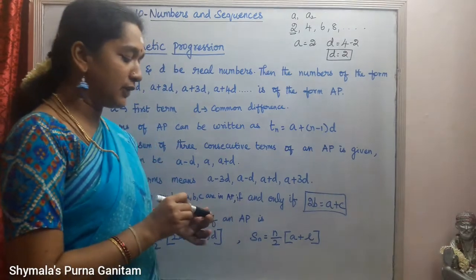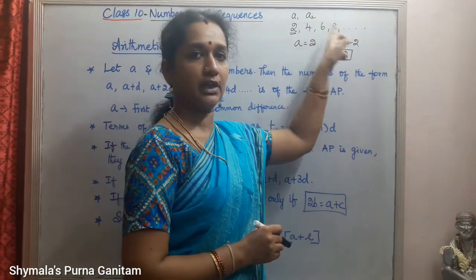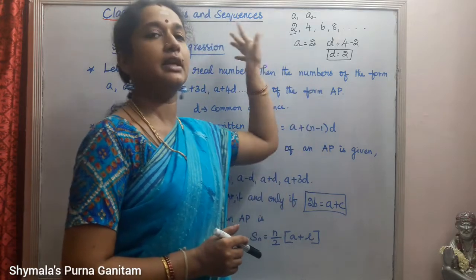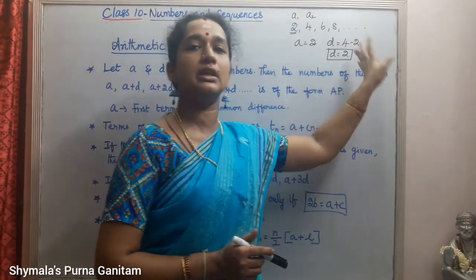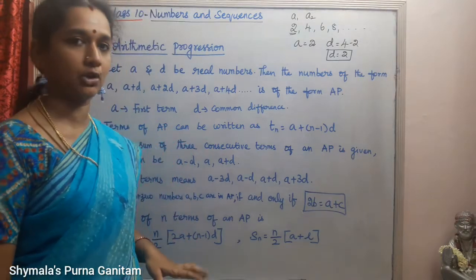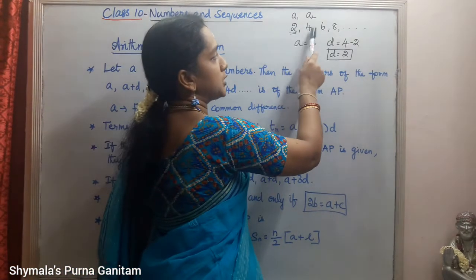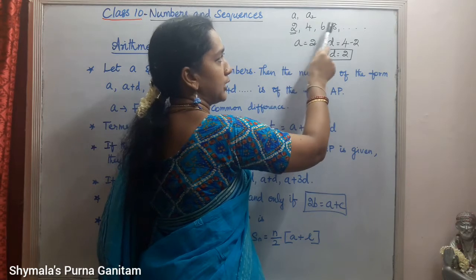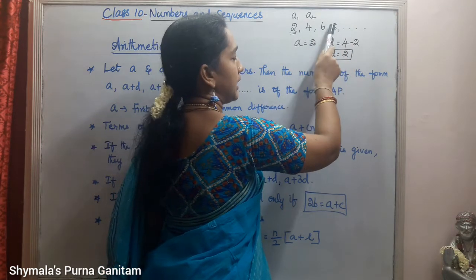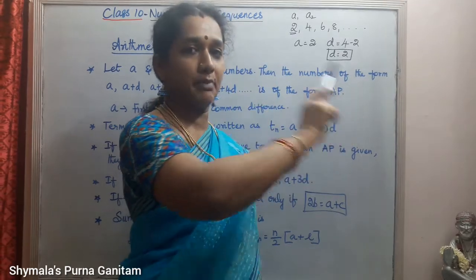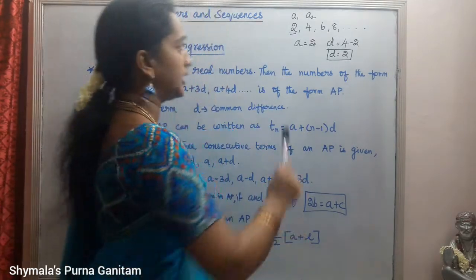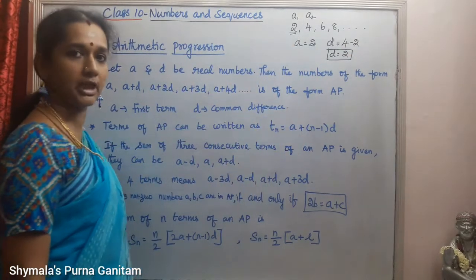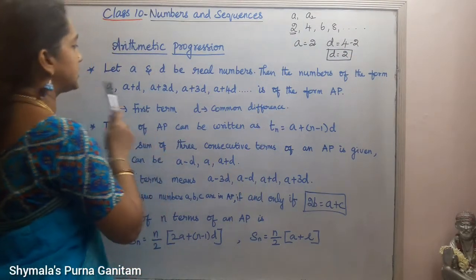If the difference between all the terms is the same, if D is the same, then we can say that the given sequence is in arithmetic progression. In this sum, for the next ones we take 6 minus 4, then 8 minus 6, then 10 minus 8. If you see, all the differences are the same. So the given sequence is in arithmetic progression, AP. That is what is given here.